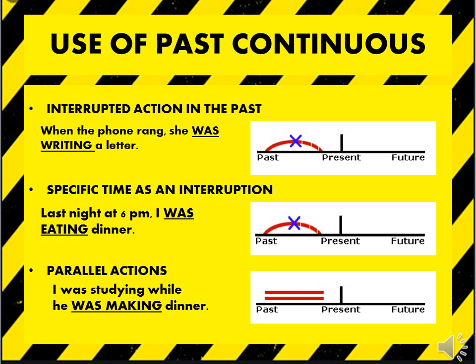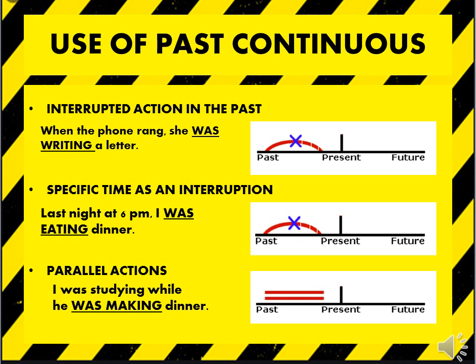Now let's come to a specific time as an interruption. Again, the same sort of rules apply here, but with a specific time. For example, last night at 6 p.m. I was eating dinner. Here, eating dinner at 6 p.m. is an action which was interrupted, or the information is that at 6 p.m. I was eating dinner.